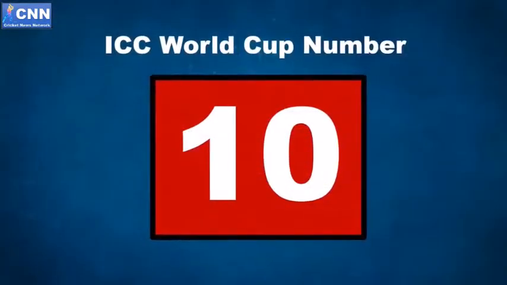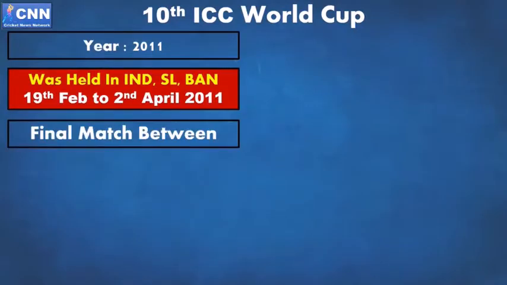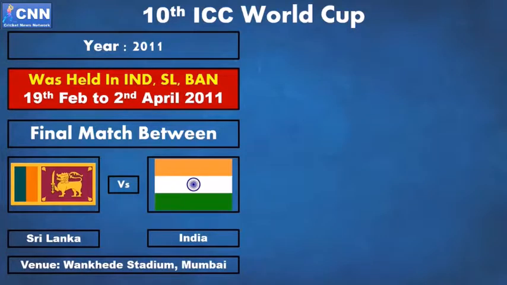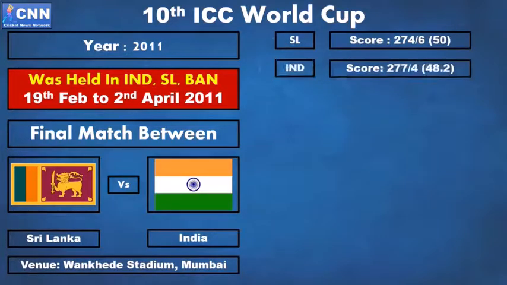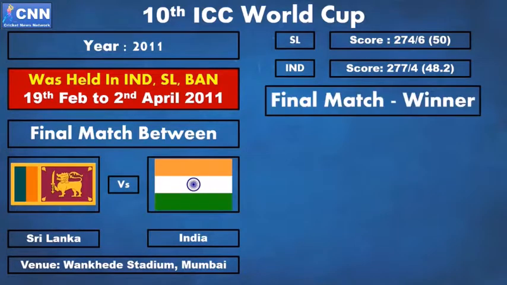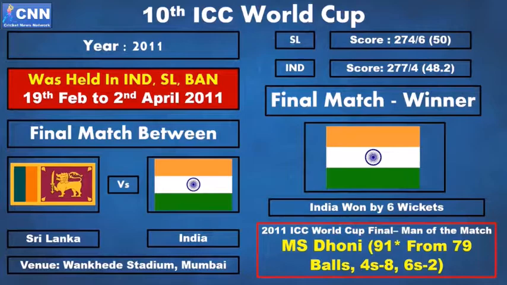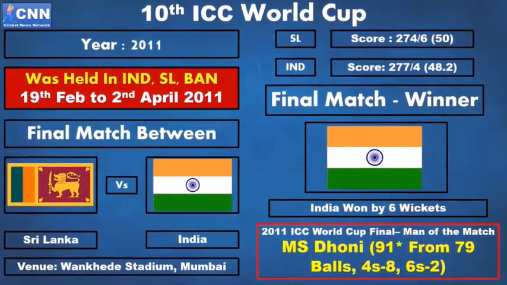ICC World Cup number 10. The 2011 ICC Cricket World Cup was the 10th Cricket World Cup. It was played in India, Sri Lanka, and for the first time in Bangladesh. India won the tournament, defeating Sri Lanka by 6 wickets in the final, thus becoming the first country to win the Cricket World Cup final on home soil.